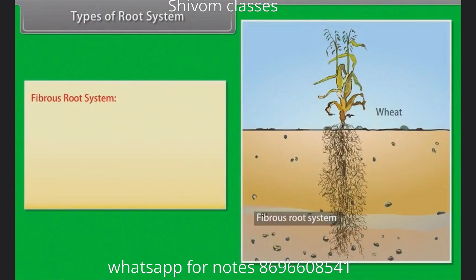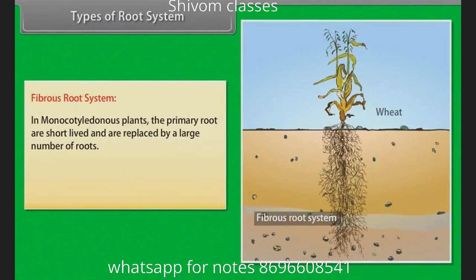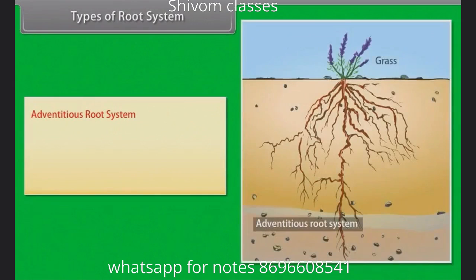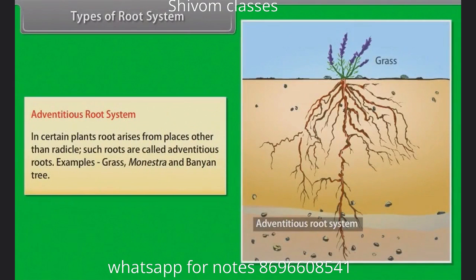Fibrous root system. In monocotyledonous plants, the primary root is short-lived and is replaced by a large number of roots. These roots develop from base of the stem and constitute the fibrous root. Example, wheat. Adventitious root system. In certain plants, root arises from places other than radicle. Such roots are called adventitious roots. Examples, grass, monstera, and banyan tree.